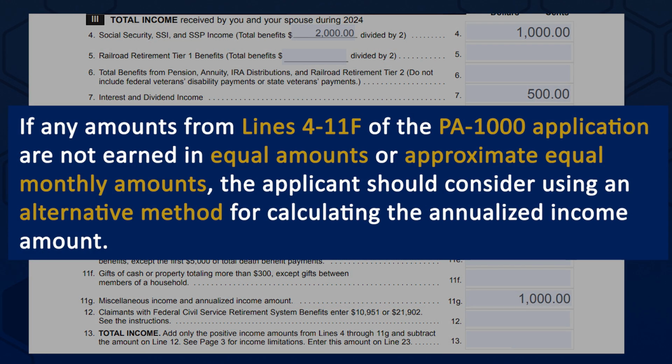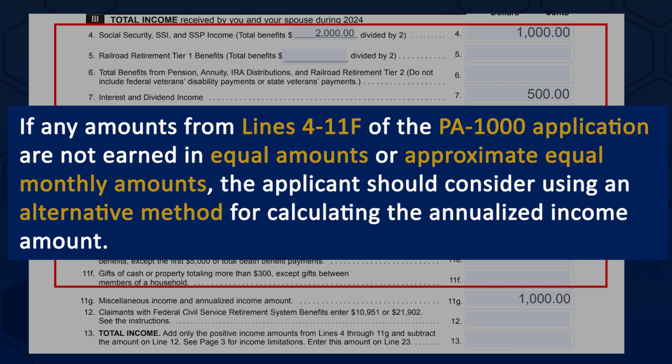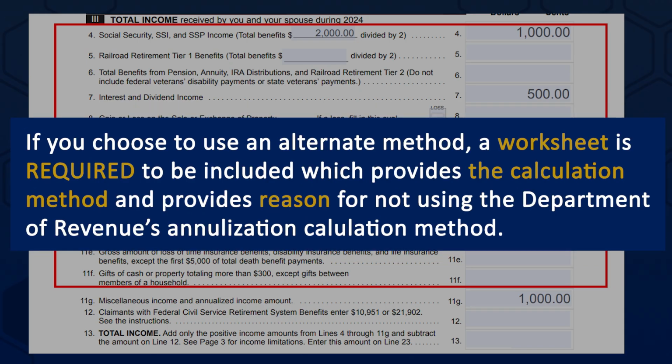If any amounts from lines 4 through 11F of the PA-1000 application are not earned in equal amounts or approximate equal monthly amounts, the applicant should consider using an alternative method for calculating the annualized income amount. If you choose to use an alternate method, a worksheet is required to be included, which provides the calculation method and provides reason for not using the Department of Revenue's annualization calculation method.